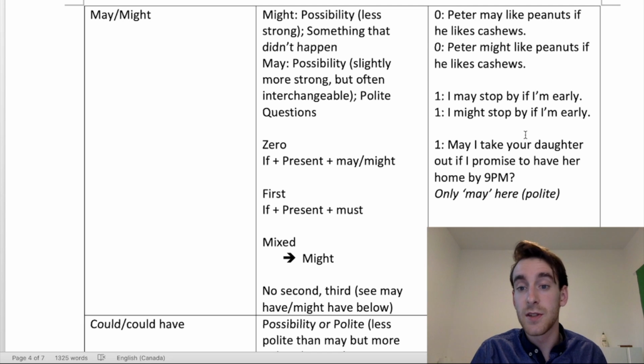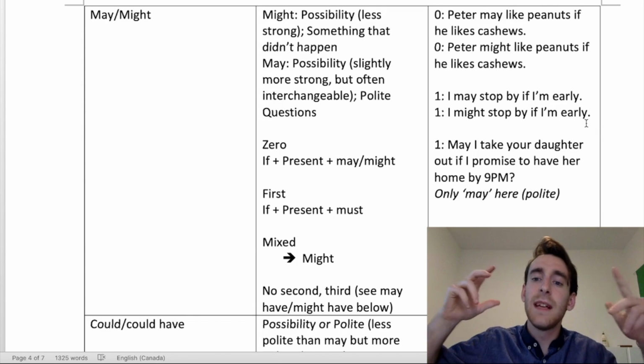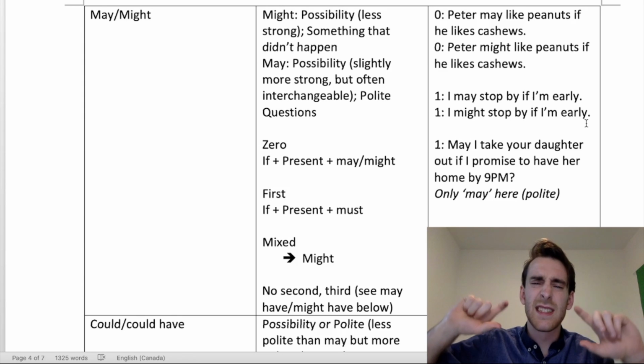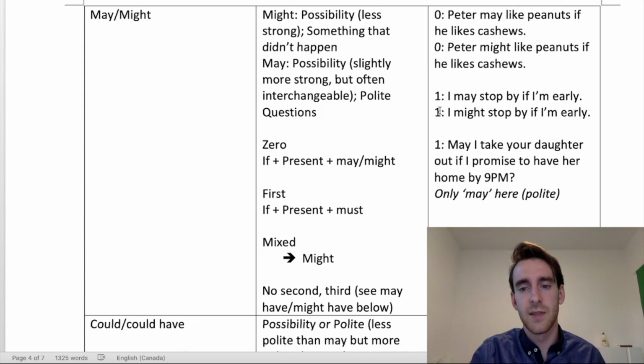The same thing in the first conditional. I may stop by if I'm early. I might stop by if I'm early. These are very similar. But with I may stop by, that means that there's a slightly higher chance. It still may be, right? But a slightly higher chance than this might.